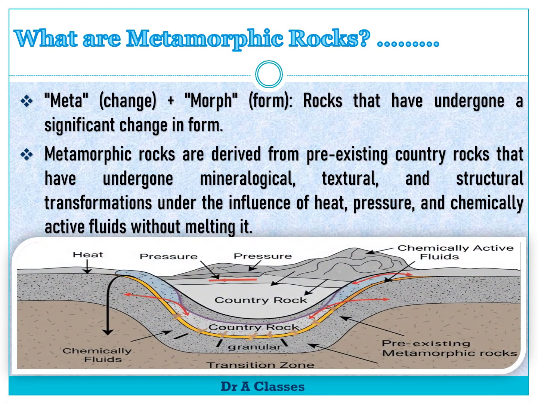The diagram illustrates how country rock is altered during metamorphism. Heat from deep within the earth, high pressure from overlying layers and tectonic forces, and the infiltration of chemically active fluids cause mineral changes and the development of new texture. The transition zone marks the gradual change from less altered rock to fully metamorphosed rock, producing structures such as granular texture. At deeper levels, pre-existing metamorphic rocks may be present, some of which have undergone multiple metamorphic events.